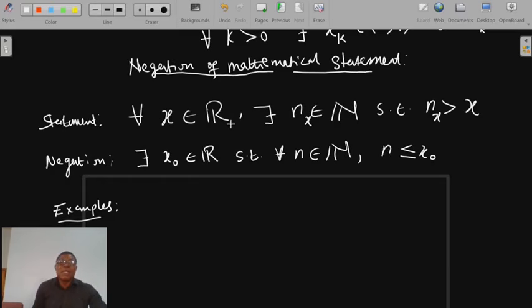Now, let me say this. Given this statement, this second one is its negation. In the same way, the first statement is the negation of the second one. So why is this second statement the negation of this particular one? Then the negation of this particular one is the first one. So that's what I want us to understand. Let us take another example.